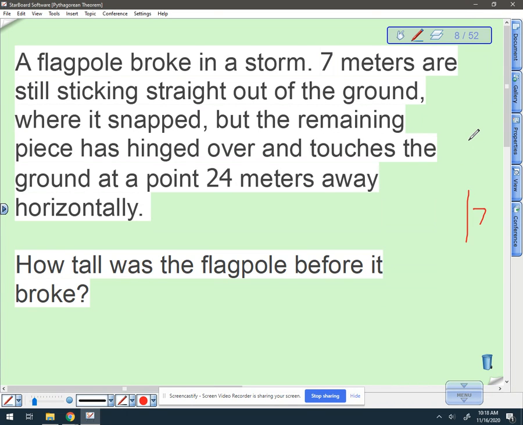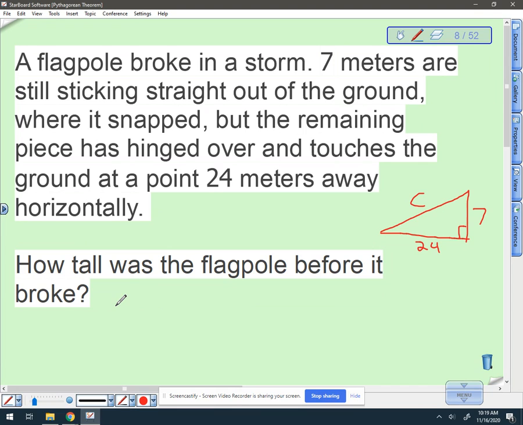So if the flagpole went all the way up to here before it snapped, it fell over. So now your flagpole is broken and leaning over to hit the ground. Touches the ground at a point 24 meters away horizontally. So which line's horizontal? Would this one be 24? Or would the bottom be 24? So since it's horizontal, the bottom would be 24. And then your missing side is your longest side because there's your right angle. So you're finding your C. All right, so we need to find our C.